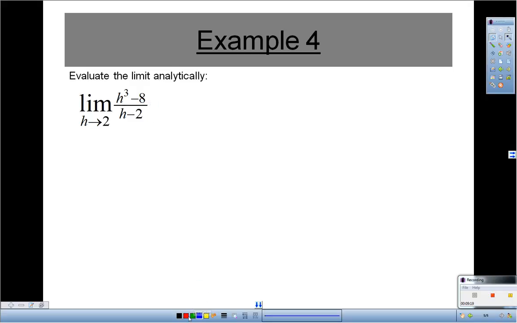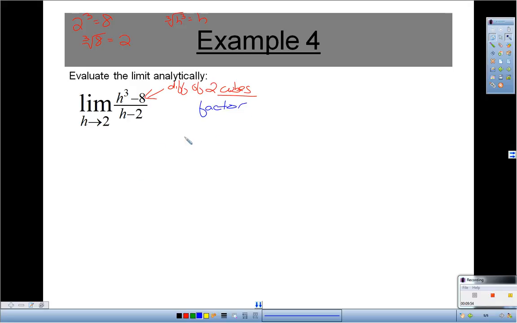All right, now this one might not be as easy to see, but this is actually what we call a difference of two cubes. Not a difference of two squares, but a difference of two cubes. The reason is because h is cubed here, and the number 8, if you remember, 2 to the third power is 8. So in other words, the cube root of 8 is 2, just like the cube root of h cubed is h. So this is a difference of two cubes. And we can actually factor the difference of two cubes very easily.